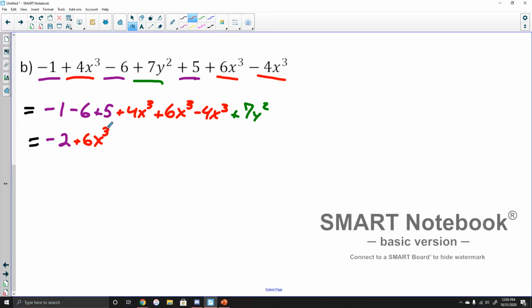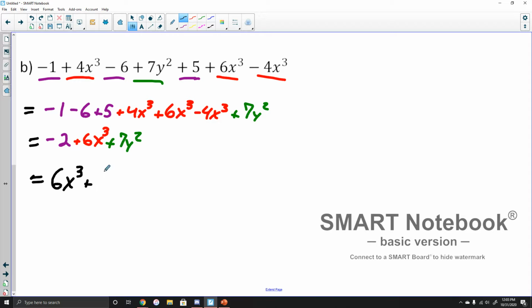And then lastly, just because that 7y squared doesn't have anything to combine with doesn't mean it just goes away. So we just need to add that on. And again, I just like to have my highest power first. It's not going to matter what order you write it in.